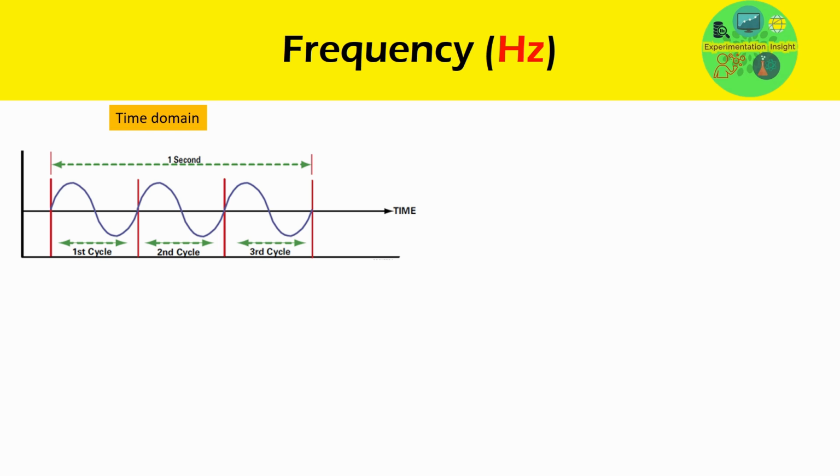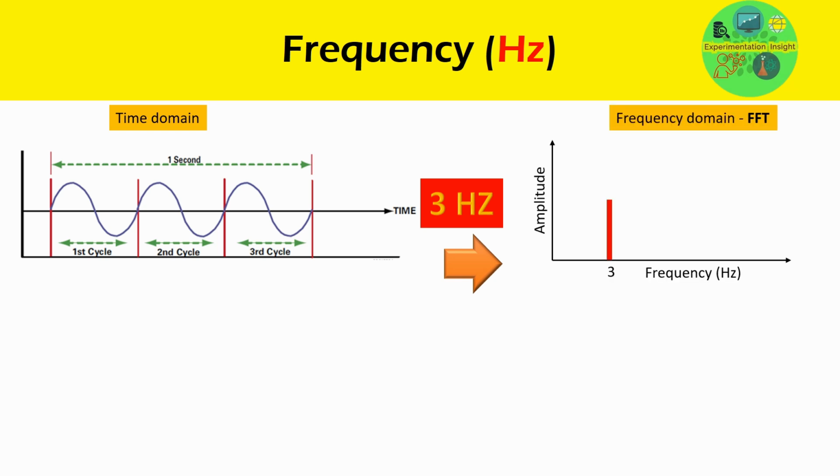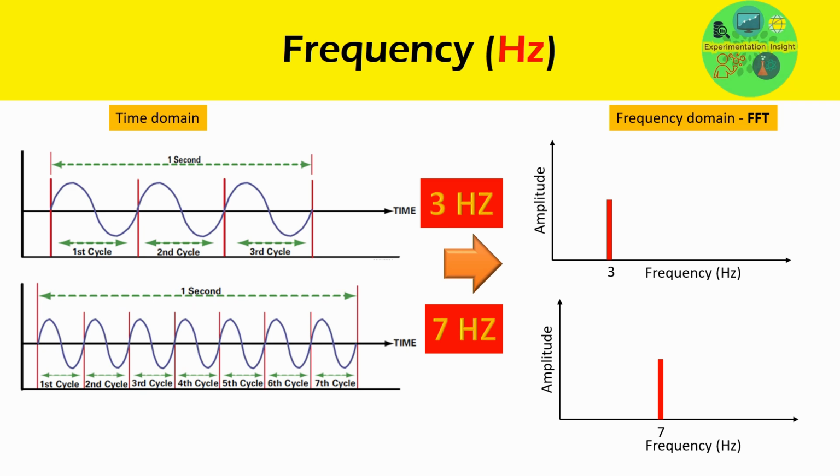You can see in the time domain the amplitude variations per second. In the first case, you can see 3 cycles in 1 second, which you see in the frequency domain as 3 hertz. The frequency domain, in other words FFT or Fast Fourier Transformation, will convert the time data into the frequency data. The second example is 7 cycles per second, which is 7 hertz.